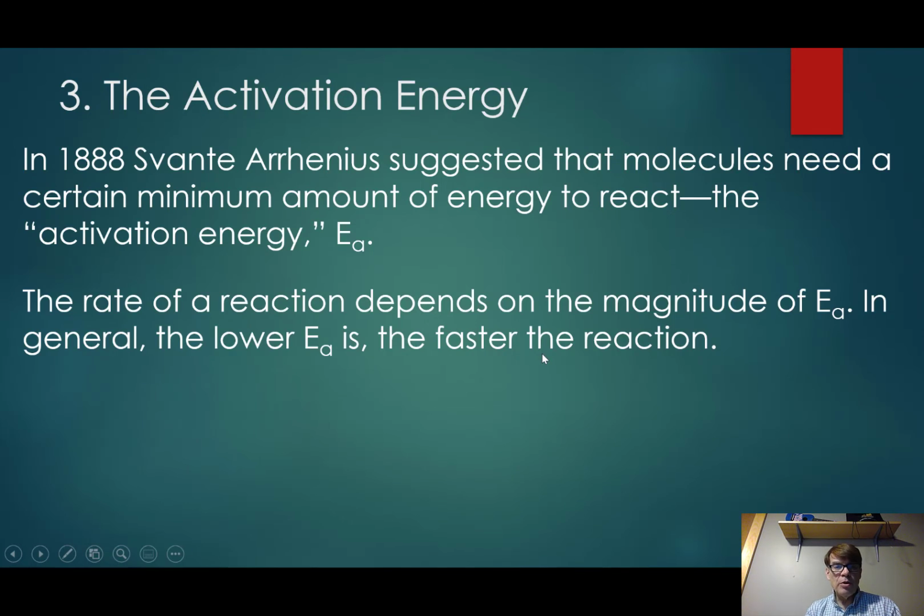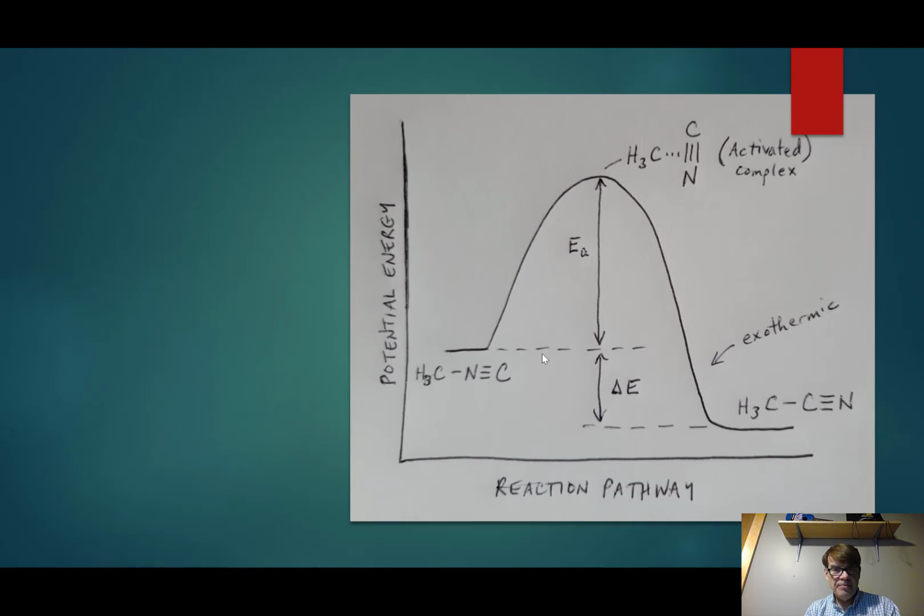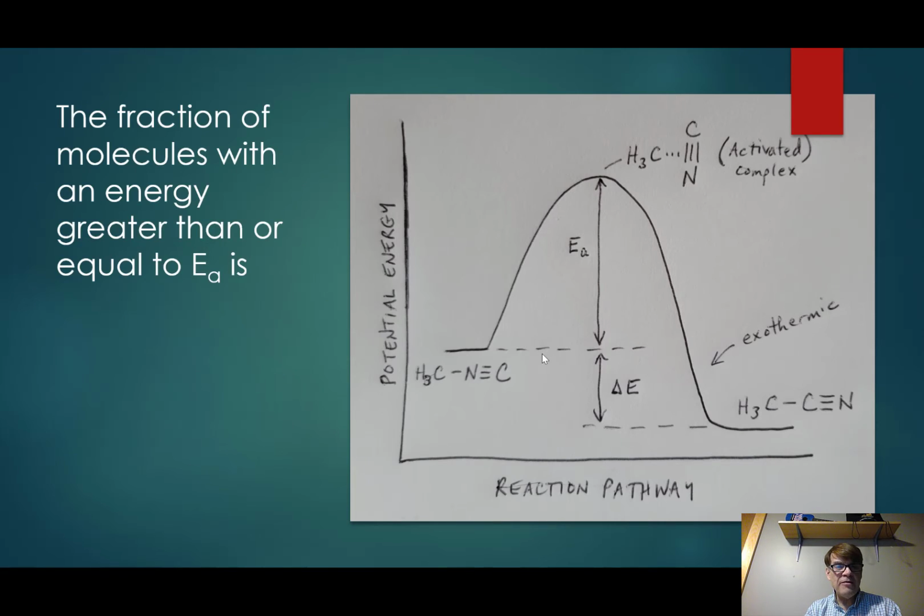All right, so a couple other things for this slide. We have an equation for the fraction of molecules with an energy greater than or equal to the activation energy. So if you've got a mess of molecules, what fraction of all those molecules is going to have enough energy for that activation energy to happen? Here's the formula. So F, this fraction, equals e to the negative EA divided by RT.